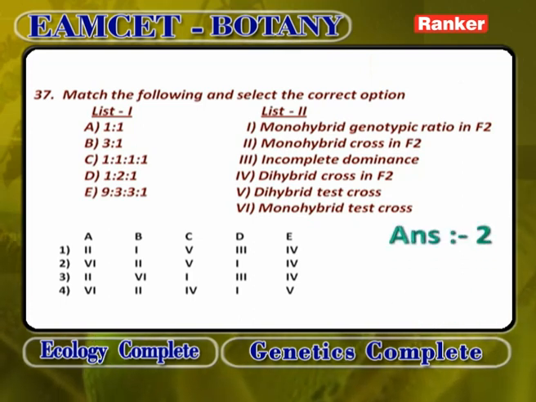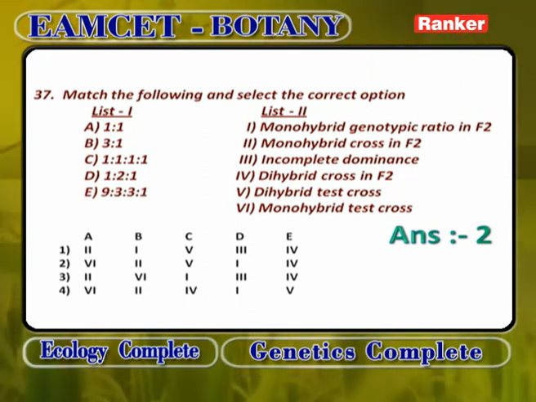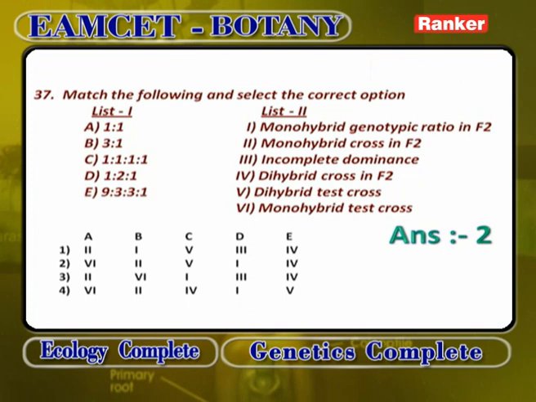Match the following and select the correct option. The ratios are 1:1, 3:1, 1:1:1:1, 1:2:1, 9:3:3:1, against monohybrid genotypic ratio in F2, monohybrid cross in F2, incomplete dominance, dihybrid test cross, dihybrid cross in F2, monohybrid test cross. Answer is 2. A is 6, monohybrid test cross 1:1. B is 2, 3:1 is monohybrid cross in F2. Then C is 5. What is C? 1:1:1:1, 5 is dihybrid test cross.